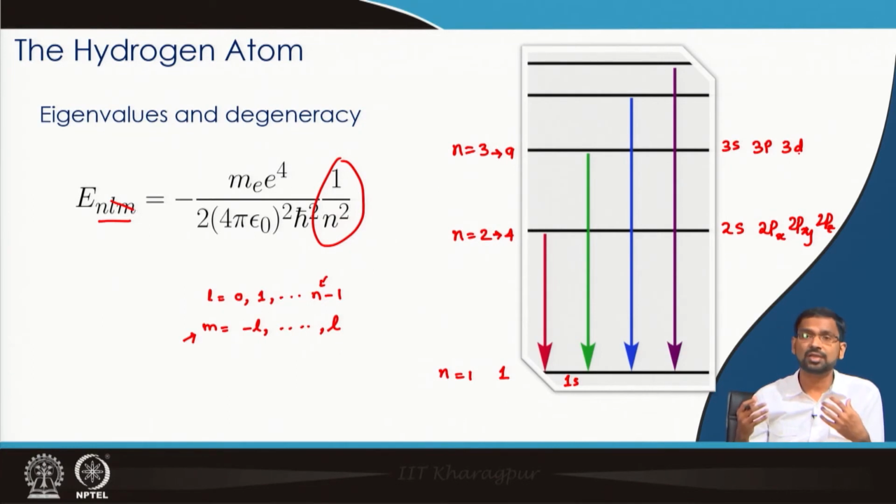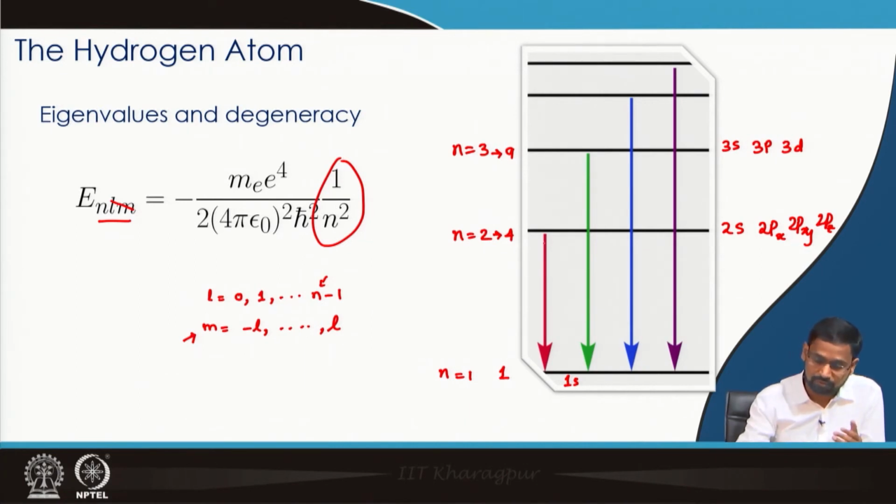But in case of hydrogen atom, life is much simpler. For a given principal quantum number n, we have n square number of degeneracy or n square number of eigenfunctions. Each orbital now can have 2 electrons. So, therefore, we can fill 2n square electrons for a given value of n. So, that is how the 2n square rule comes into picture. So, this is about the eigenvalues and the degeneracy.